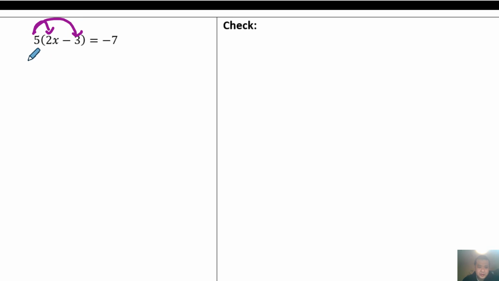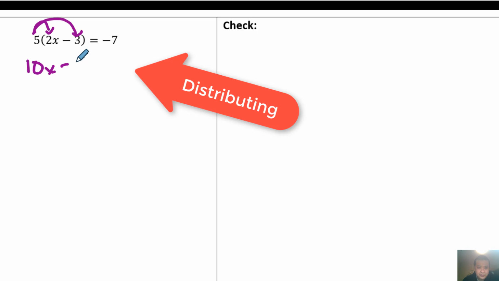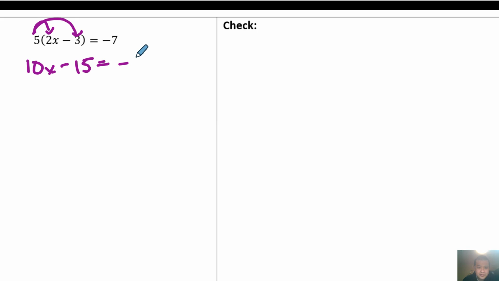Okay, so when we do that, we get 10x. This is a negative 3 right here, so negative 3 times 5 is negative 15. So I'm going to write that, negative 15 or minus 15, all the same thing, equals negative 7. And once we've done that, this begins to look a lot more familiar. Again, we're going to get rid of our constant here. First, we're going to do addition. So we're going to add 15 to get rid of this negative 15, add 15.